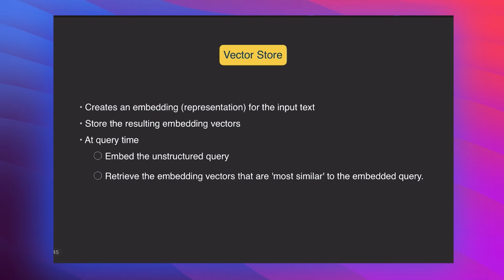So that's why we need a vector store that is created from these embeddings, or representations of the input text. It represents each word as vectors in a higher dimensional space. Due to this, we can retrieve the embedded vectors that are most similar to the embedded query. If you are from a programming background, you know these vectors are nothing but just an array of numbers. In this case, it's an array of coordinates.